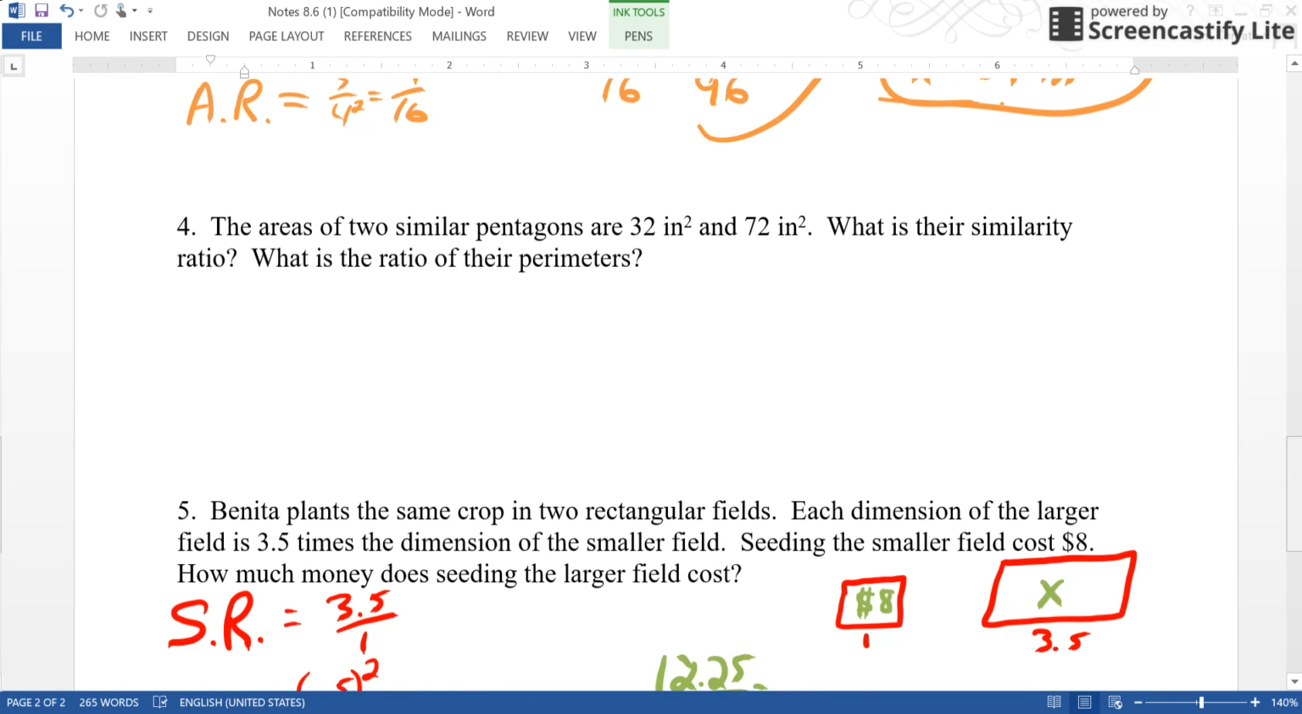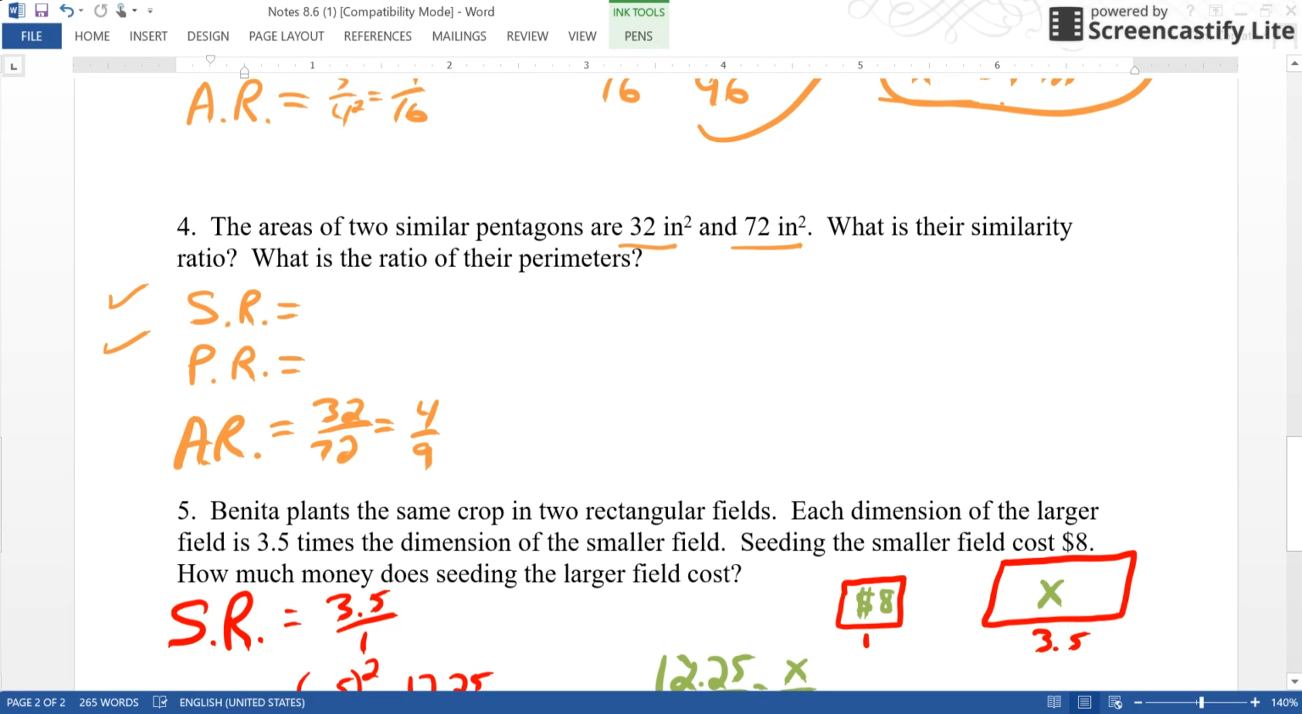All right. Now, number 4 says the areas of two similar pentagons are 32 and 72. What is their similarity ratio? I don't know what that is. What is the ratio of their perimeters? The perimeter ratio. Well, I know both of these are the same things. So if I can find one of them, I know the other one. Okay? So they give me the area ratios right here. So I'm going to say it's 32 over 72, which simplifies to 4/9.